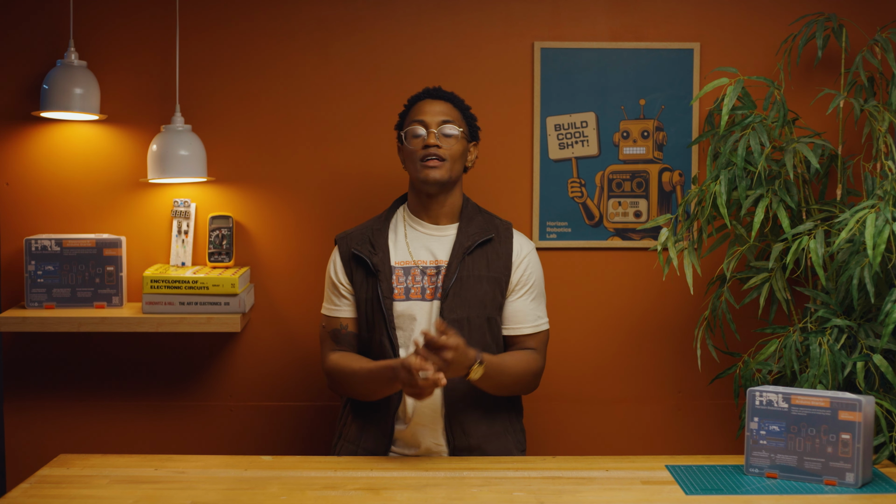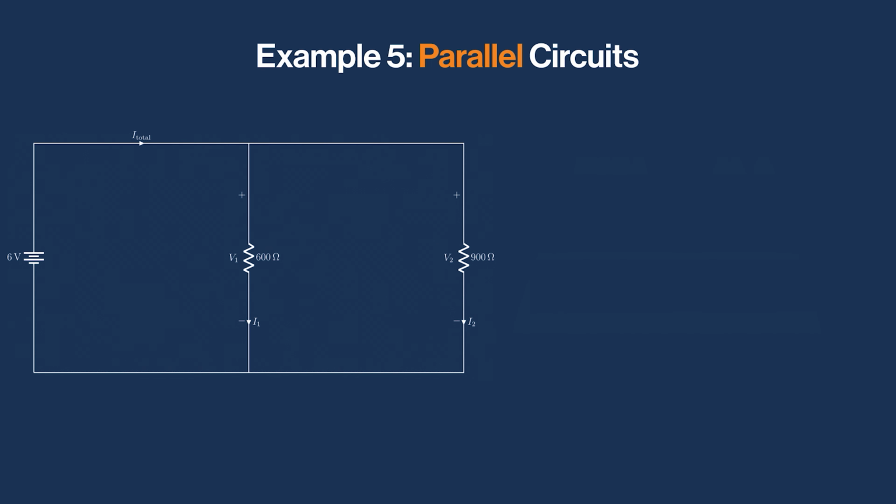Now, resistors in parallel is like having a fork in the road. You have two directions that you can travel. You have two paths electricity can flow in. So let's try this. Let's say we have a resistor R1 that is 600 ohms and R2 which is 900 ohms. To find the total resistance, you use the following equation.